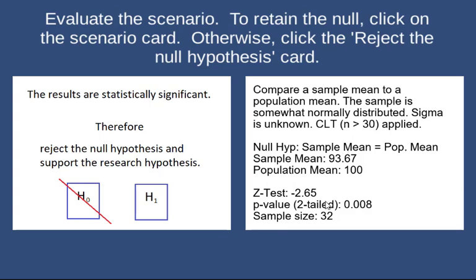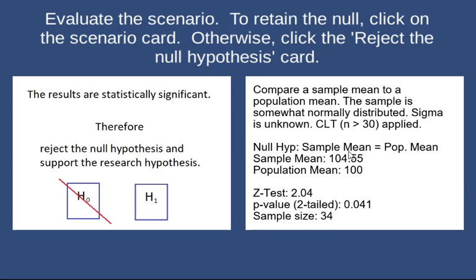Another case where we have a large sample size, 32. We have a two-tailed test. The hypothesis that sample mean is equal to the population mean. The alternative hypothesis would be that they're different. The sample mean is 93.67. Population mean is 100. Our z-test is a negative 2.65. So that's beyond the cutoff of plus or minus 1.96. So based on what we know, we can reject the null. But let's look at the exact p-value for this two-tailed test. It's 0.008, which again is less than or equal to our alpha level of 0.05. So we'll reject this null hypothesis.